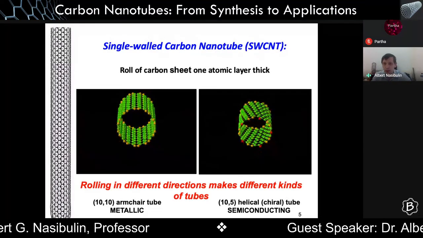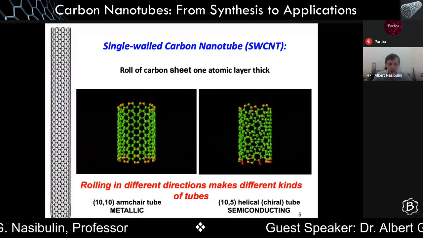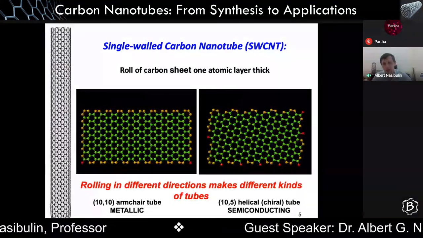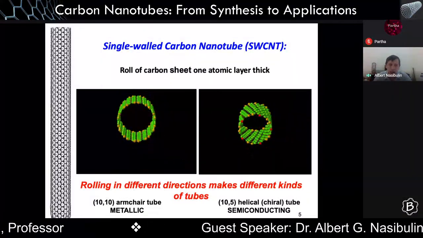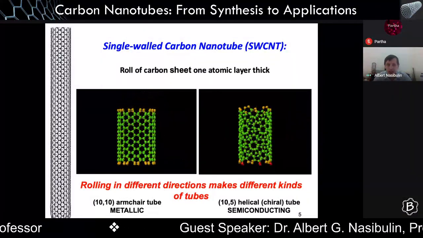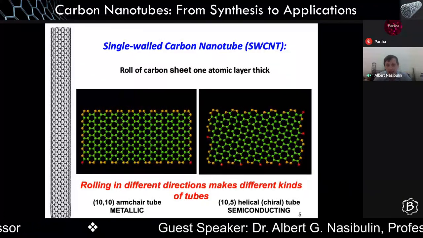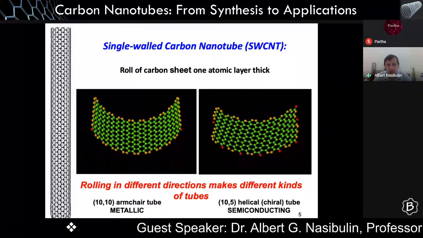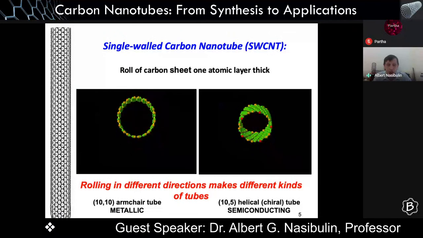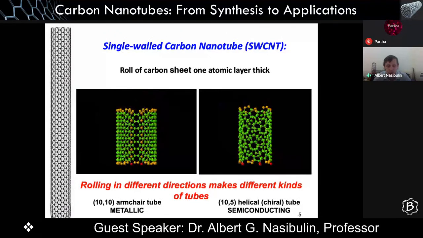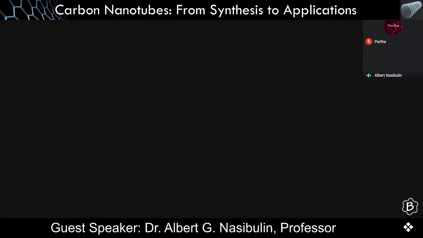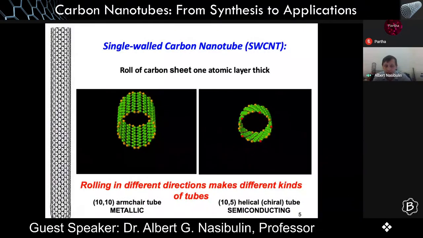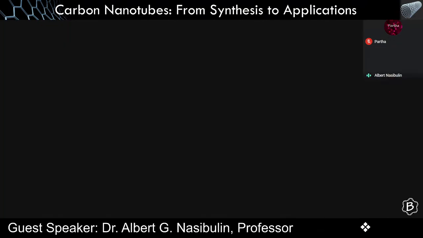So single-walled carbon nanotubes, how could we represent them? Nowadays, especially after the boom in graphene, everybody knows what graphene is. You could make a carbon nanotube if you roll a single sheet of graphene into a cylinder. You are going to get a carbon nanotube with a different chirality, depending on what kind of piece of graphene you take to make the cylinder. It might be a metallic or a semiconducting carbon nanotube.